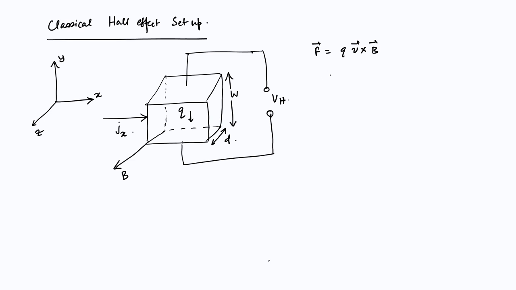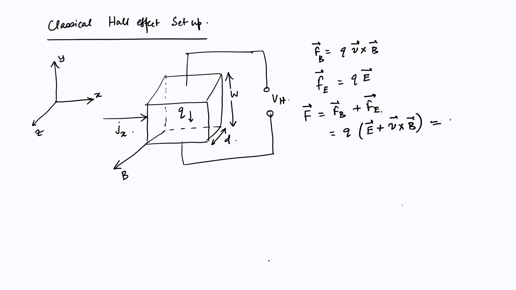Okay, so what it means is that there's a QV cross B, that's the Lorentz force due to the magnetic field, but there is also a force due to an electric field, in the direction of the electric field. So the total force is equal to FB plus FE. The electric field is there because you are passing a current. There is a battery that's connected, which I have not shown, but that is there, and that's why you have an electric force. So this is equal to Q into E plus V cross B, and this at equilibrium is equal to zero.